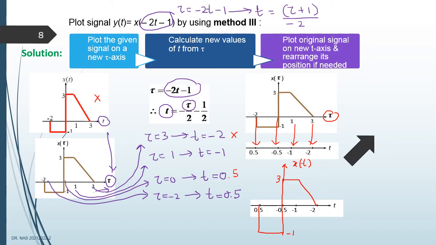Okay, finally look at the axis. You have negative values on the right hand side and positive values on the left hand side, so you need to rearrange the axis position. So finally you get the final signal.